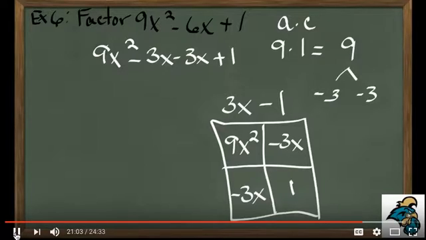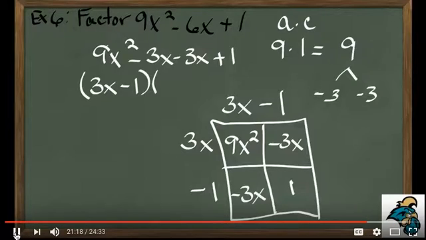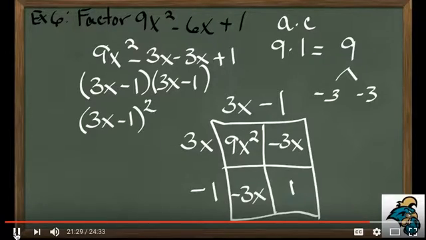Now here, 9x squared minus 3x. What do they have in common? 3x. Same thing here. What do negative 3x and 1 have in common? A negative 1. That leaves me with 3x minus 1 times another 3x minus 1. All right, we got the same two factors. Well, an easier way to write that would be 3x minus 1 squared. Okay, either way is correct.